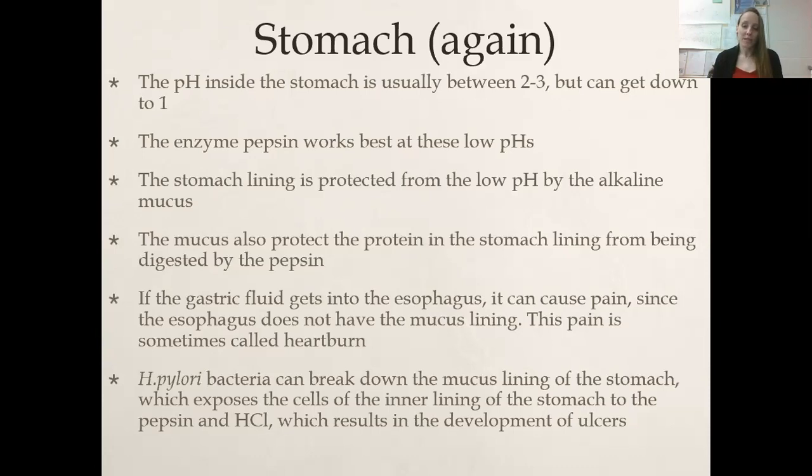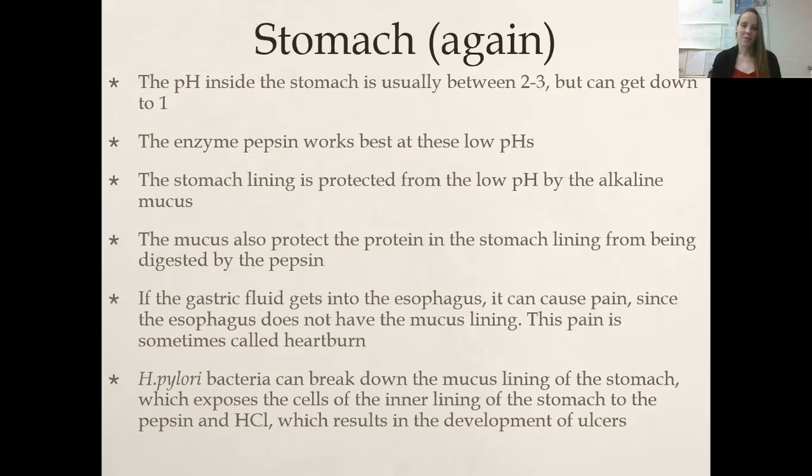The mucus also protects the protein of the stomach, since the inside of your stomach and all of your organs are made of protein, and pepsin digests protein. The only thing that is protecting your stomach from being digested by the pepsin is the mucus. So the mucus acts as a protective layer to shield the inside of your stomach from the pepsin that would otherwise digest it.